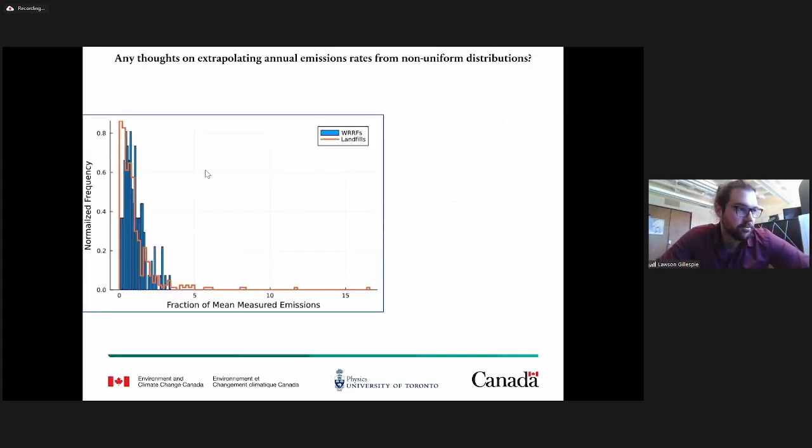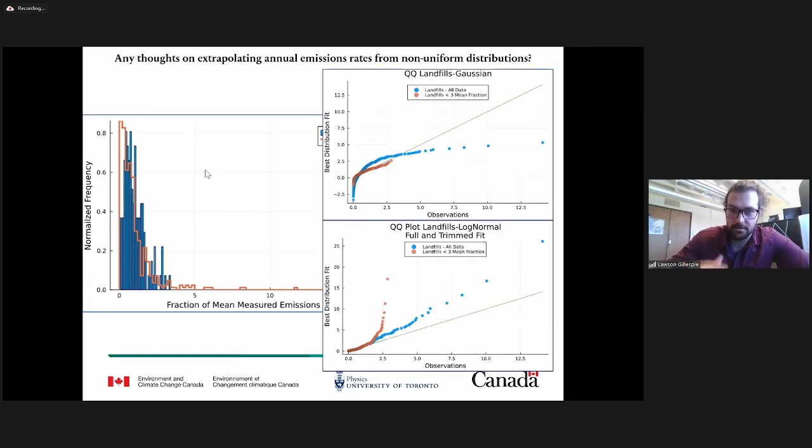Lastly, I've had to grapple with some problems with how to report these asymmetric distributions as annual totals. Here I've got some normalized histograms of our measurements of methane emissions, all scaled to the fraction of the mean measured emissions for each facility to develop a sufficiently robust data set to show these distributions. The key takeaway for me is that wastewater treatment plants are pretty Gaussian-ish, but landfills are not very Gaussian at all. And so, just showing you some quantile plots of best distribution fits to these.